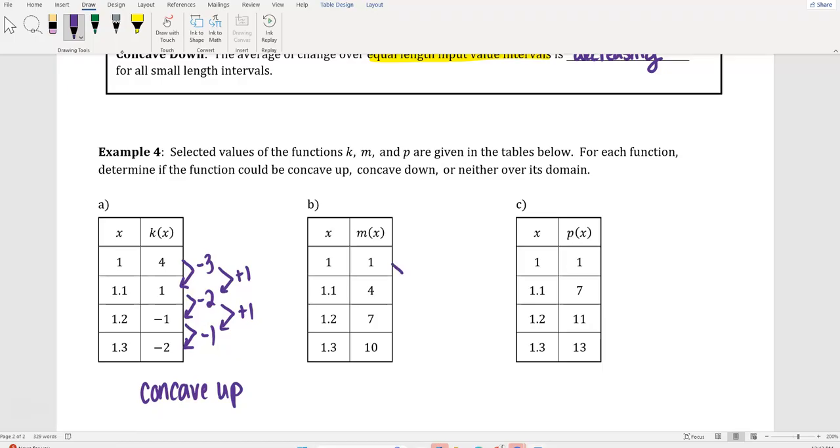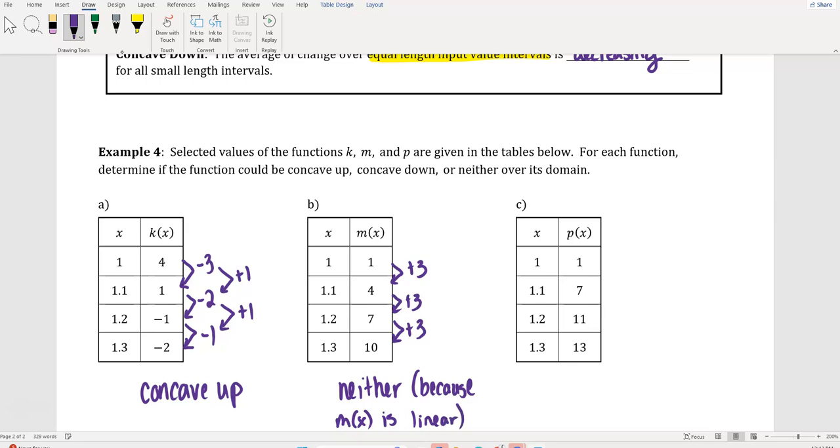For B, my table goes up 3, and up 3 again. Is this graph concave up, concave down, or neither? Neither, because what's this graph look like? Just a straight line, right? This graph is linear, and a straight line does not have concavity. It's not curved. So this one is neither, and I'm going to put because m of x is linear.